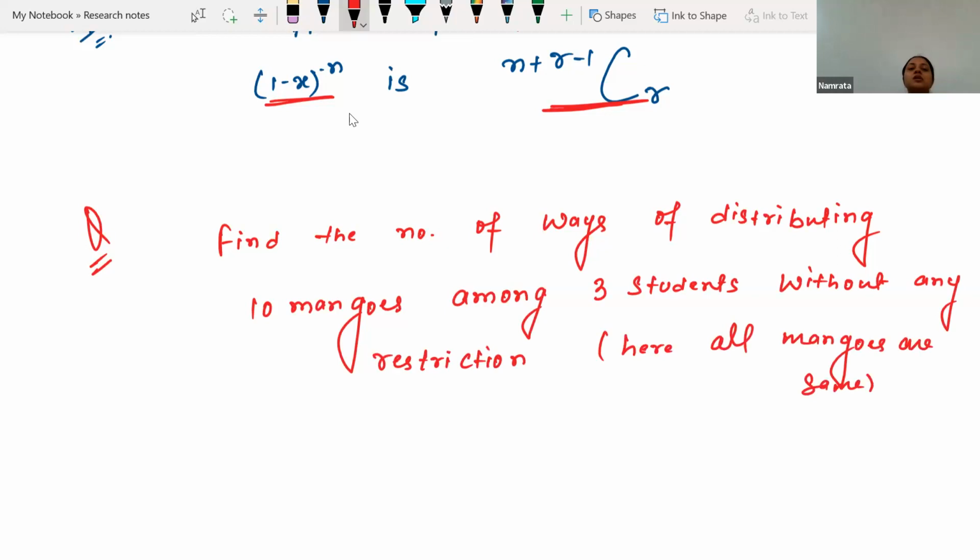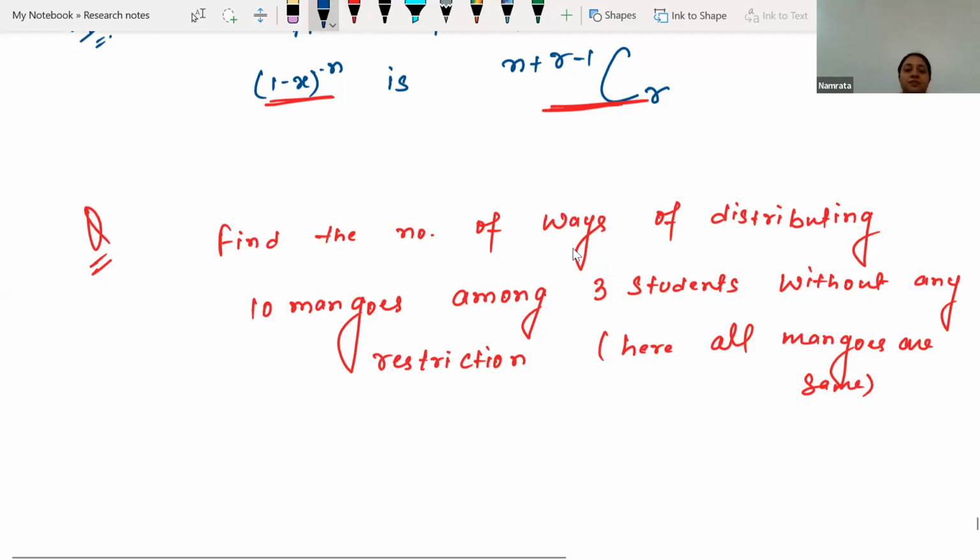Whatever you have learned of the concept of permutation and combinations, that was for distinct objects, where each and every object was distinct. That time we were taking directly 10C3, 10P3 like that. But here we are talking about all the mangoes being the same, and there is no restriction when we are distributing the mangoes.